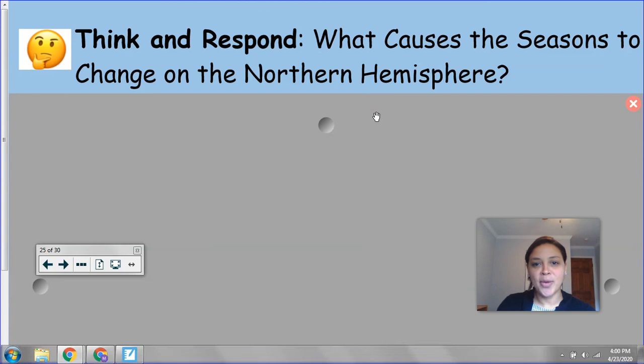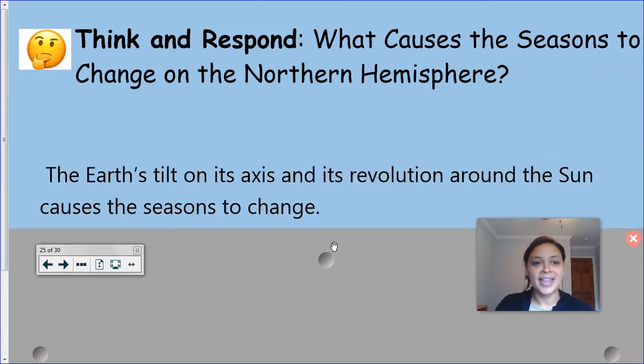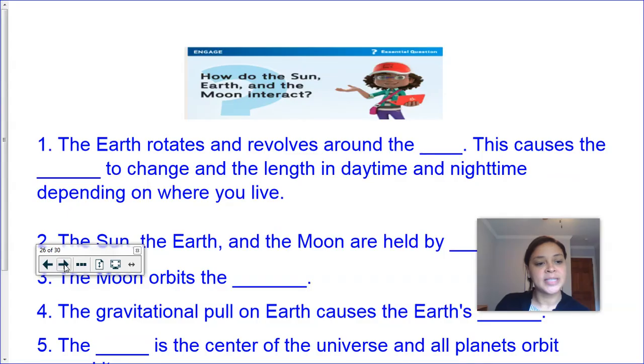Okay, I hope you were able to conclude that the Earth's tilt on its axis and its revolution around the sun causes the seasons to change for us here on Earth. And depending on where you live on Earth, that can differ also, what kind of seasons you experience.